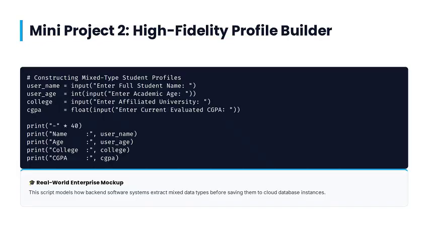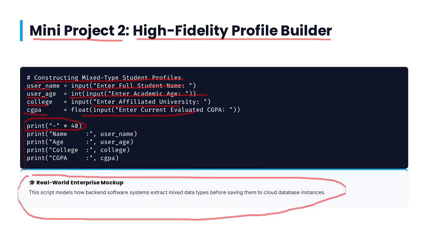Second comes mini project number 2, high fidelity profile builder, constructing mixed type student profiles. Username, the input is given. Here user is, then the input is given. College input, CGPA and then input. Print, this is the print we are giving, and here the full print sequence. Again, giving you 5 minutes. Understand this project and try to do it yourself.